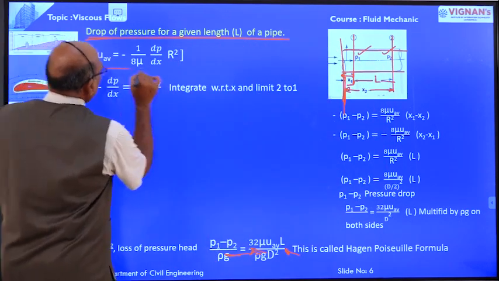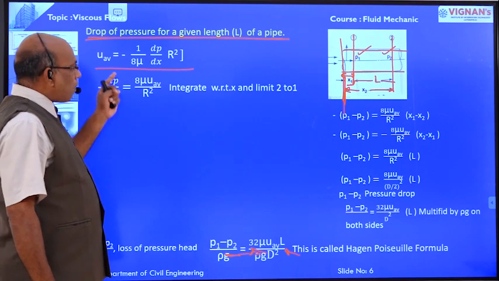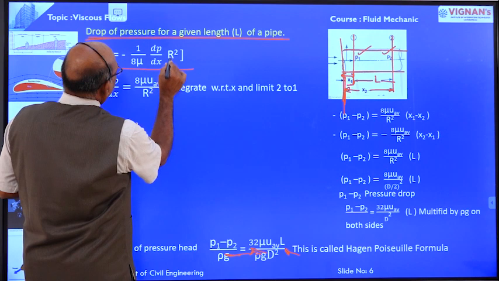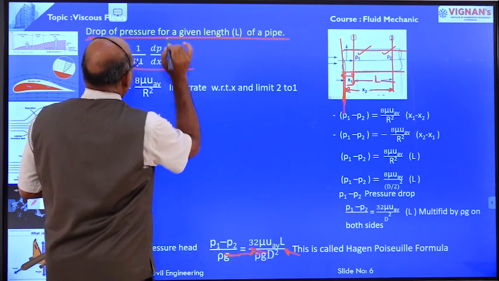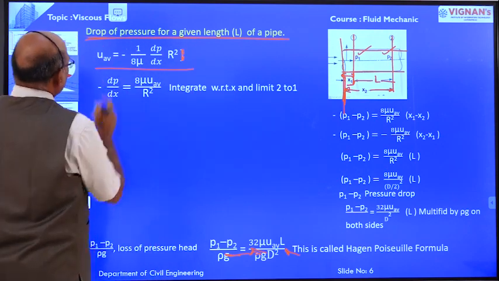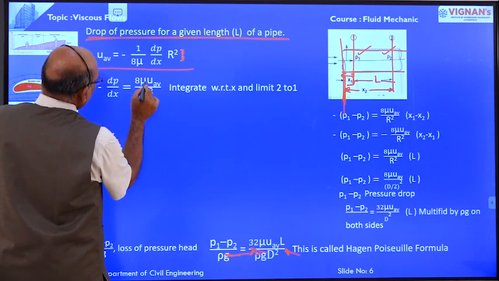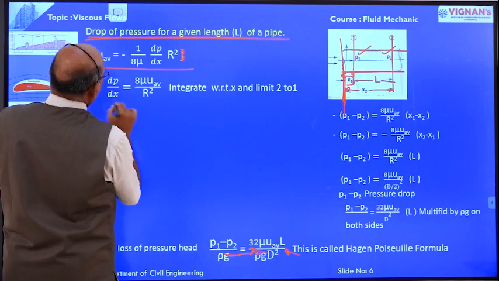Now, average velocity we already determined. Average velocity equal to minus 1 by 8 mu dou p by dou x into r square. This is the average velocity. Right? From this equation, minus dou p by dou x is equal to 8 mu u average divided by r square.